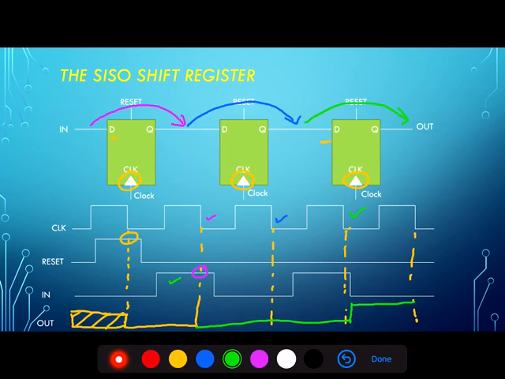And then in subsequent trailing edges of the clock cycle, it'll continue to follow the value of the input, except lagging that input by 3 whole clock cycles. And the serial input, serial output shift register is useful for storing bits as they come through over time.